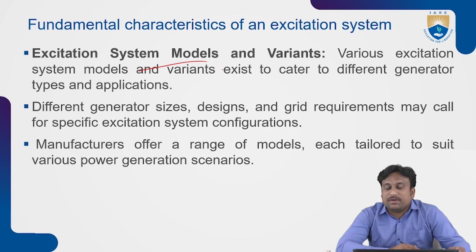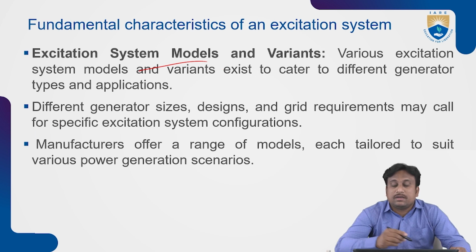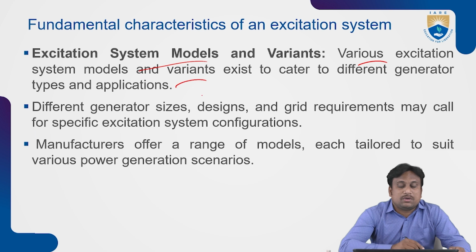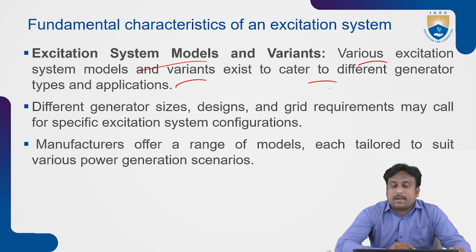Excitation system models and variants. What are the various models and variants? Various excitation system models and variants exist to cater to different generator types and applications. Different generator sizes, designs, and grid requirements may call for specific excitation system configurations. Manufacturers offer a range of models, each tailored to suit various power generation scenarios.